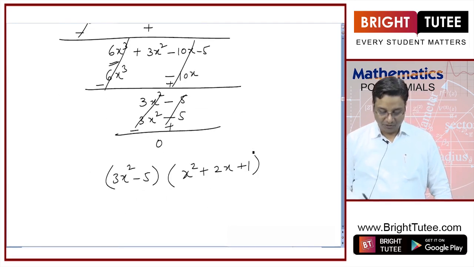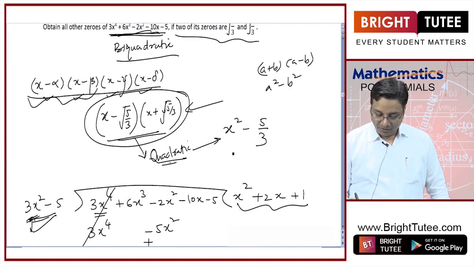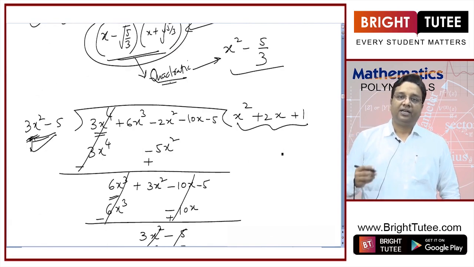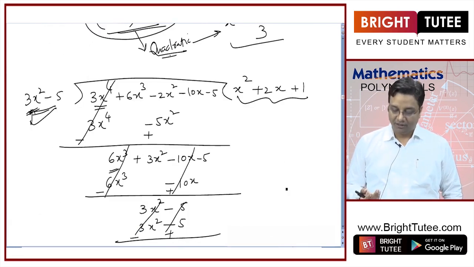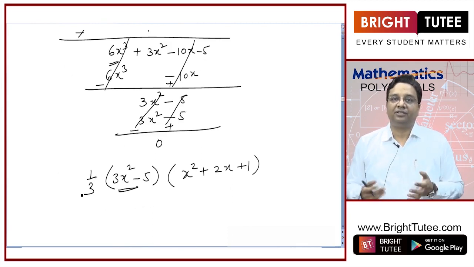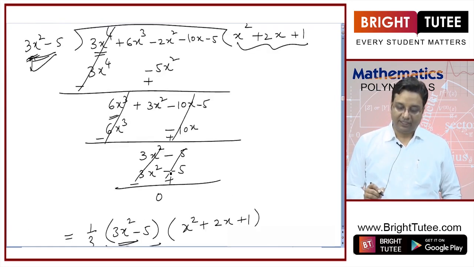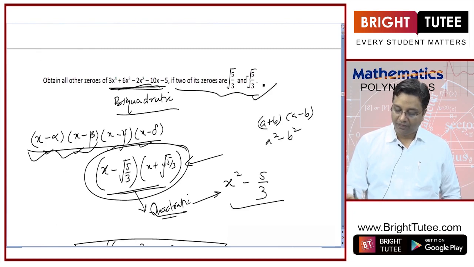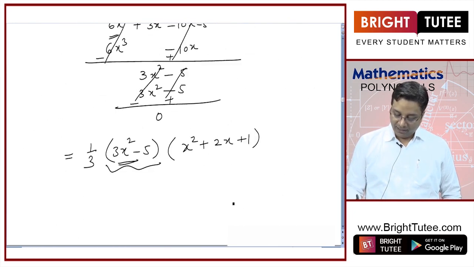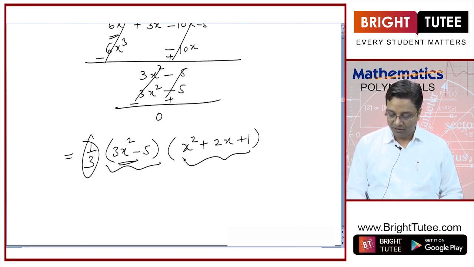If some student is confused that why did I write 3x square minus 5 and not x square minus 5 by 3, we are here to calculate the zeros, remaining zeros, right? So if I write 1 by 3 here, it won't make any difference to the zeros, right? This is, let's say, the polynomial that is required. This will give me my zeros that are given, minus root 5 by 3 and root 5 by 3, and this one will give me rest of the zeros. This won't make any difference to the zeros. So let's calculate rest of the zeros.